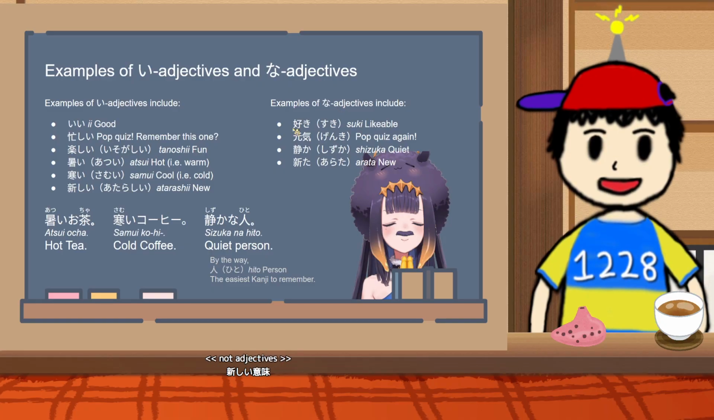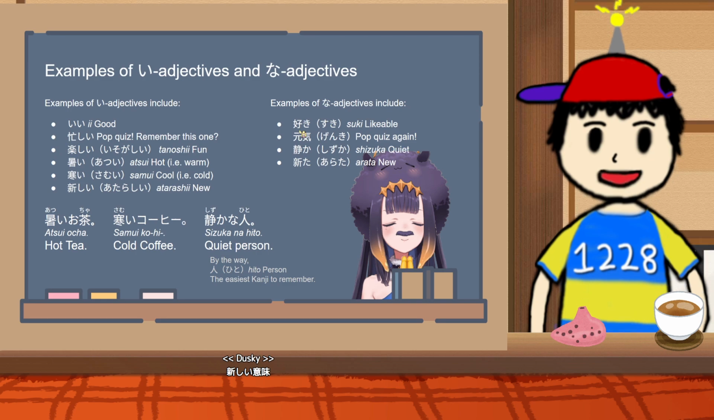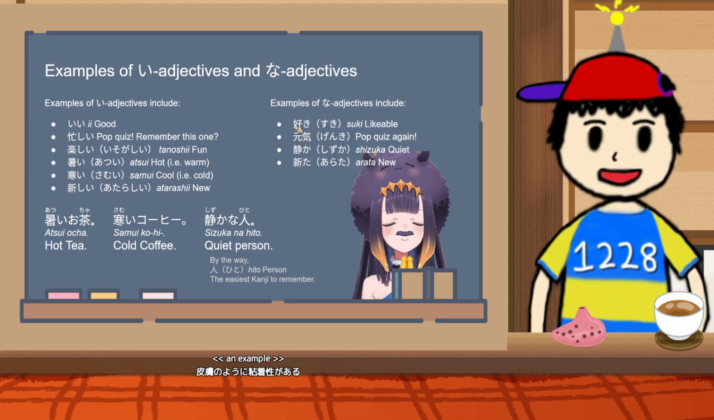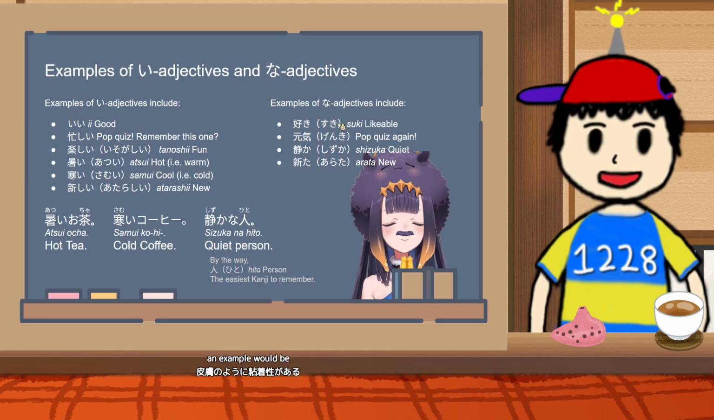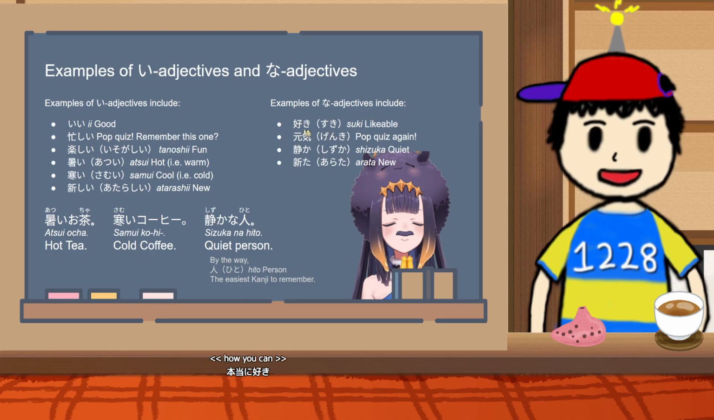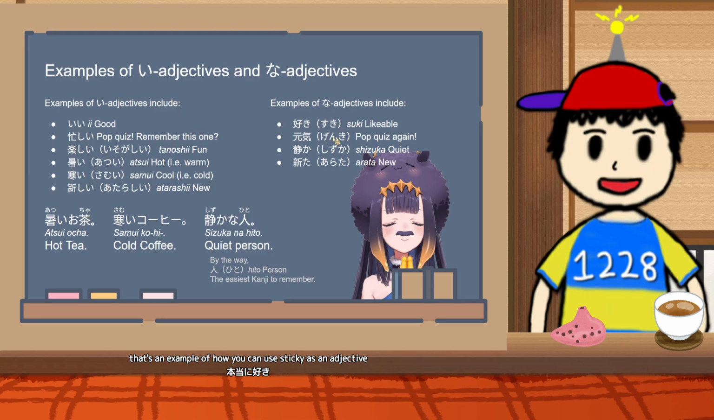Na adjectives are like suki, meaning likable. You ever heard something like daisuki? Well, you could start the sentence with it instead of ending it with suki. Like, sukina, daisukina. An example would be pizza ga daisuki, meaning I love pizza. Or daisuki na pizza, or pizza that I really like. That's an example of how you could use suki as an adjective. Genki, remember this one? It was in an earlier slide.